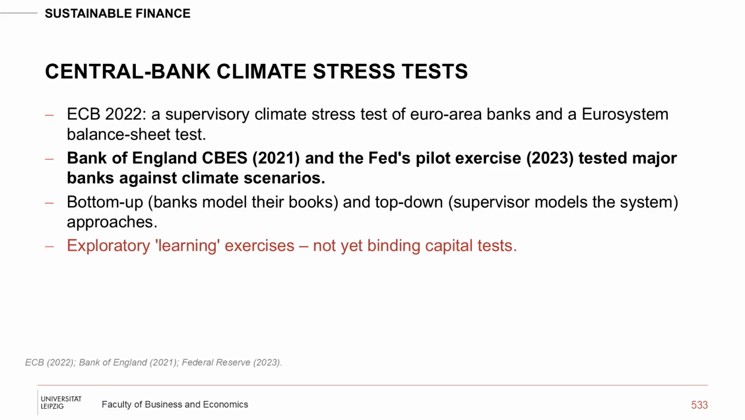In bottom-up tests, the banks themselves model their own books under the scenarios and report the results. In top-down tests, the supervisor models the whole system itself. Now here's the crucial caveat about all of these. They are, so far, exploratory learning exercises, not yet binding capital tests. That's a vital distinction from ordinary bank stress tests, where failing means you must raise real capital.